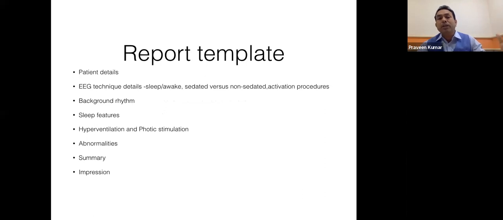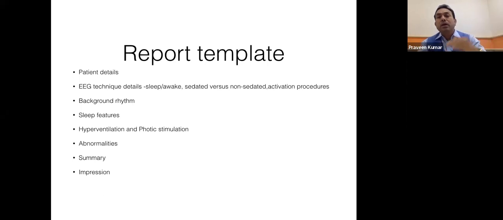When you start reporting, you report in this manner. What are the patient details, his age and name, and then state sleep or awake, sedated versus non-sedated, because once you give some medicines, they may give a generalized beta also. State whether activation procedures were done or not. A lot of children may not be cooperative for hyperventilation, especially young children, so note whether you have done it or not. What is the background rhythm? Background means what the posterior dominant rhythm is. What is the most obvious rhythm in the child? If a child is awake and you're getting all theta, that could be abnormal. Then sleep features, hyperventilation, or any abnormality.